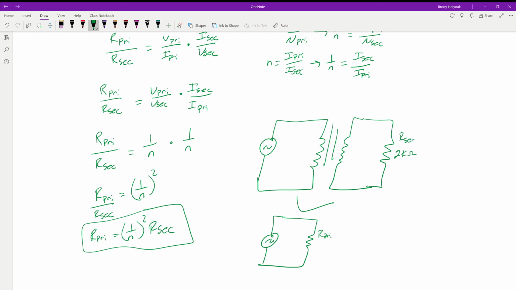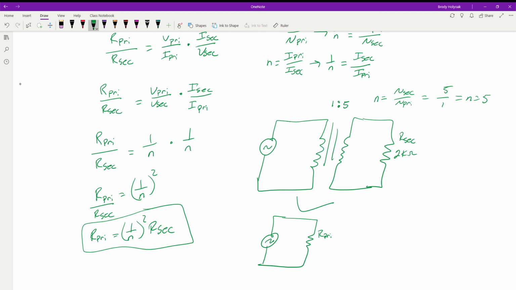So this is our secondary. And let's say our transformer is rated 1 to 5. So it's a step-up transformer because it has 5 times as much on the secondary as the primary. So our N, remember, is N secondary over N primary. So it's 5 over 1, so N is equal to 5, just for example. So we're going to say this is stepping up the voltage. We put 1 volt in, we get 5 volts out. That's how to think about this.